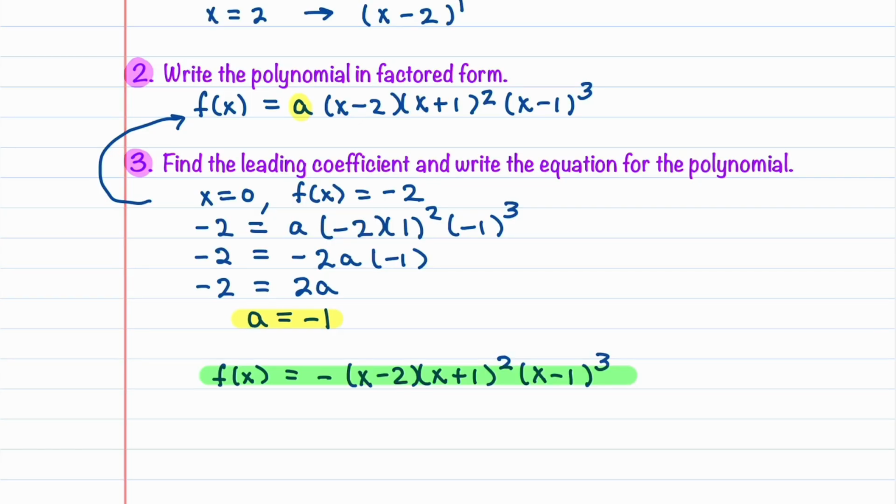I hope that you now feel more comfortable looking at the graph of a polynomial and writing down its equation.